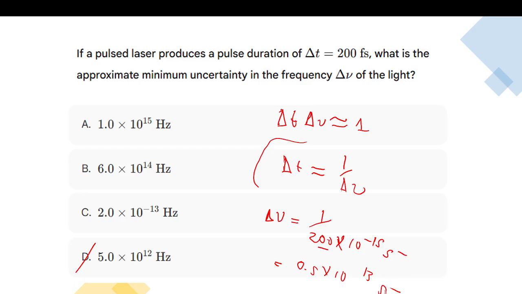Second number. So this will be the correct answer here, option D. The approximate minimum uncertainty in the frequency, del nu, in the light is this one.